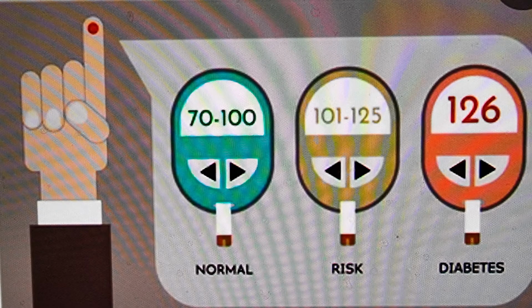A fasting blood sugar level of 99 milligrams per dL or 5.6 millimoles per L or lower is average. 100 to 125 milligrams per dL indicates you have prediabetes, and 126 milligrams per dL or higher means you have diabetes. This test is a key to check whether you have diabetes.